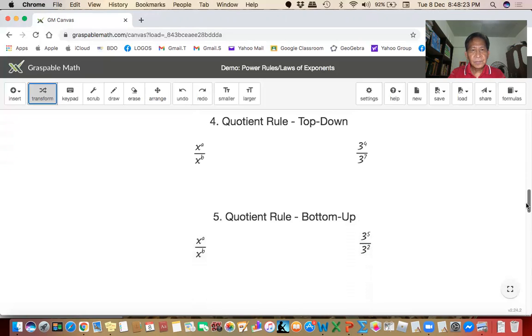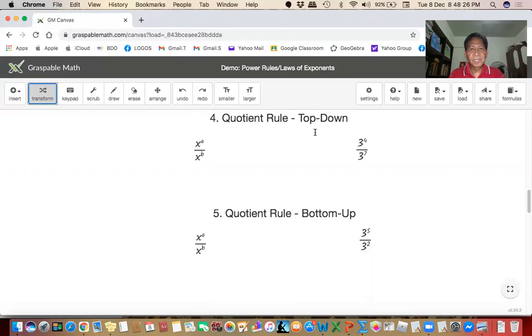Let's go to rules number 4 and 5. These are both quotient rules. One I call the top-down approach and the other one I call the bottom-up approach. As you can see, in the case of variables, there's no difference in the problem. But if the exponents are written as numbers, there is a difference. For top-down, the exponent of the numerator is less than the exponent of the denominator. And for bottom-up, it's the other way around.